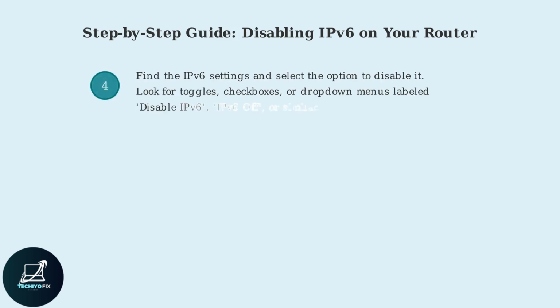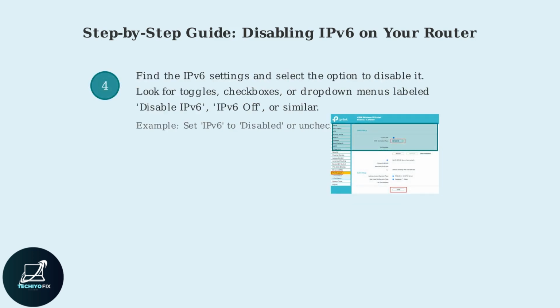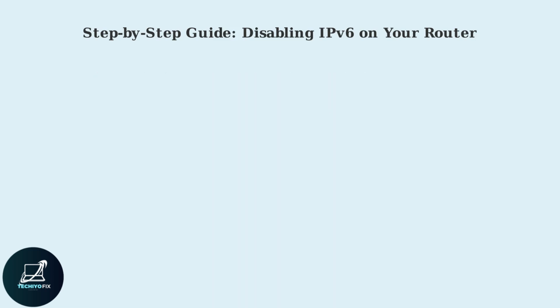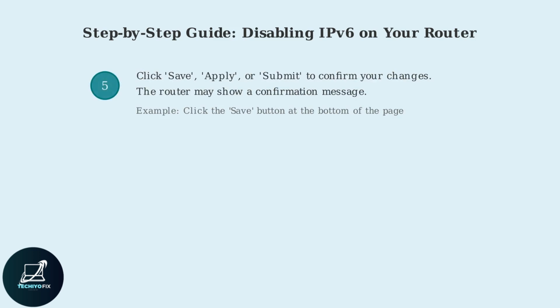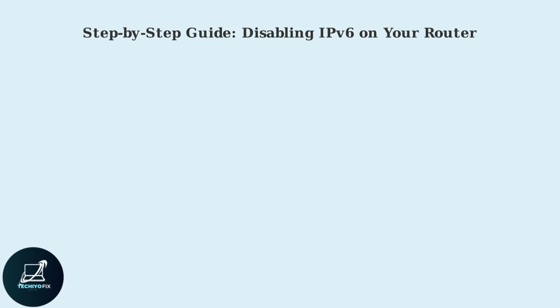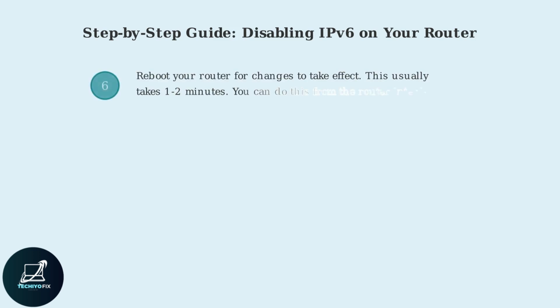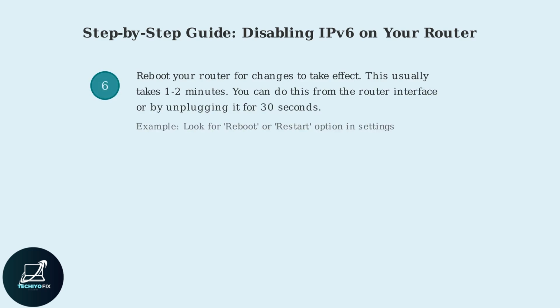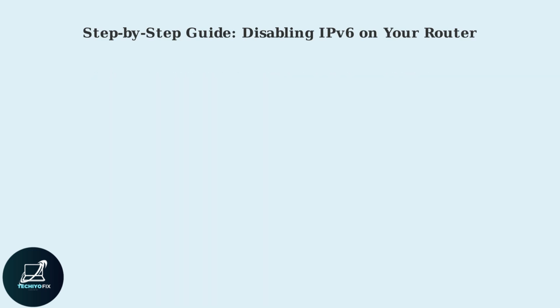In the IPv6 settings, locate the option to disable IPv6. This could be a simple toggle, checkbox, or drop-down menu. Select the Disable option. After disabling IPv6, save your changes by clicking the Save, Apply, or Submit button. This applies the new settings to your router. Reboot the router to activate the new settings. This ensures IPv6 is fully disabled.